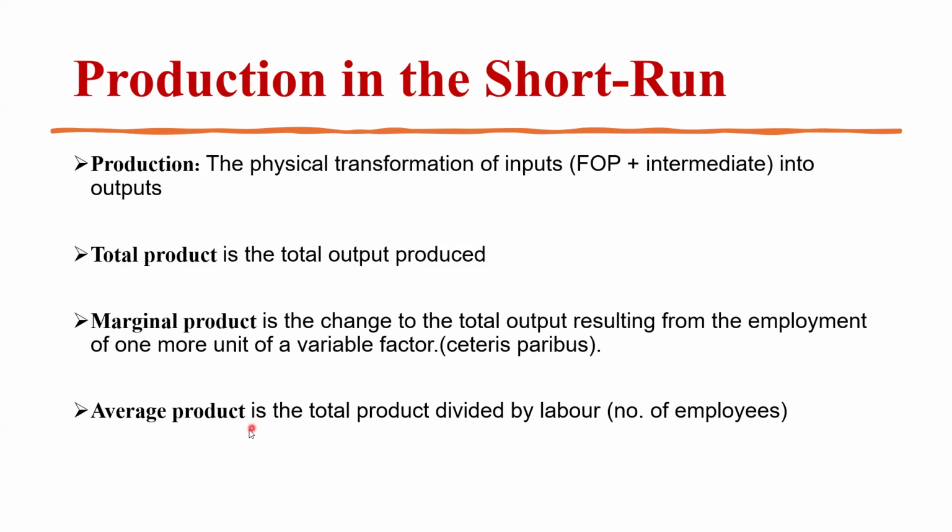Average product. Average product is the total product divided by labor. So this is basically the formula to calculate average product. You say total product divided by labor. Because with average product, we are trying to find out the product per each unit of labor. We're trying to find out what each person, each worker, is bringing basically in the production process.